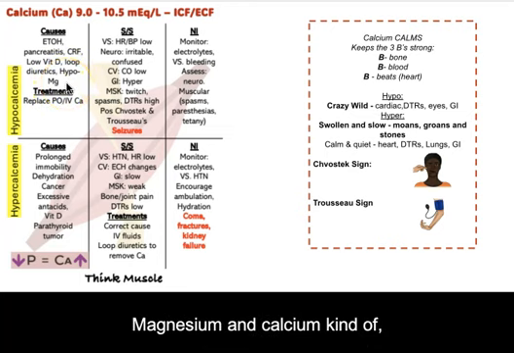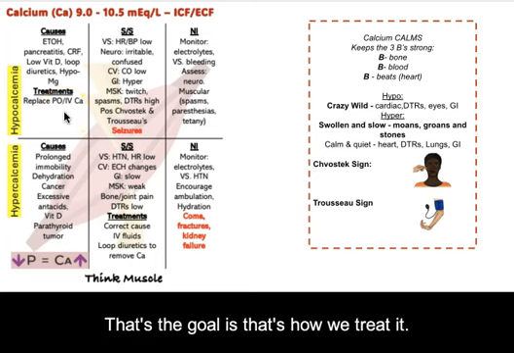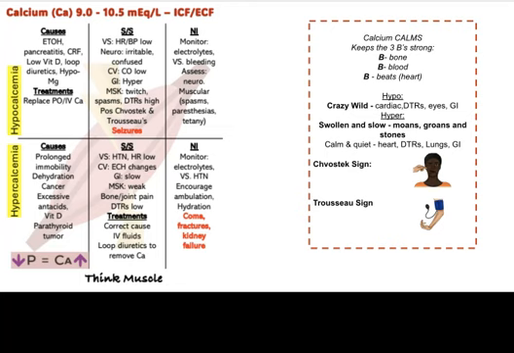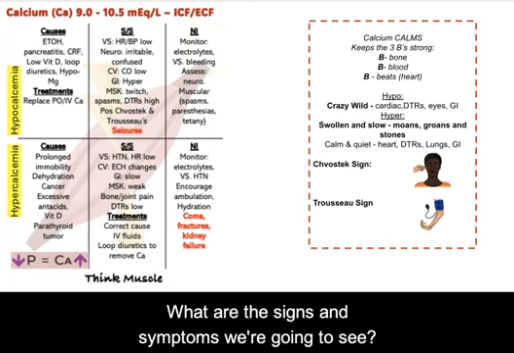Hypomagnesemia. Magnesium and calcium kind of go together, and so if you have low magnesium, you can have low calcium as well. So replace the calcium. That's the goal. That's how we treat it, either PO or IV. Replace the calcium. What are the signs and symptoms we're going to see?